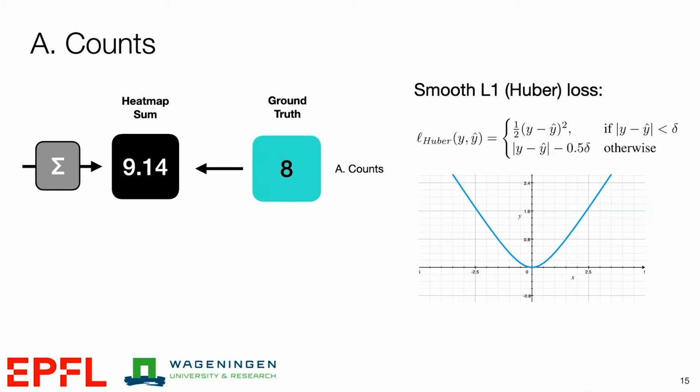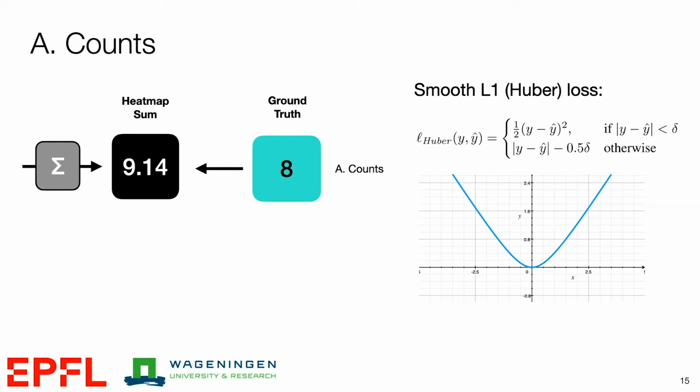So whenever the prediction, the integral, the heat map sum, is bigger than a threshold theta, we go for an L1 loss, a linear absolute loss. And whenever it is smaller than theta, we go for an L2 norm. We chose theta to be 1, so if the prediction difference and the ground truth is within one animal, we switch to an L2 norm.